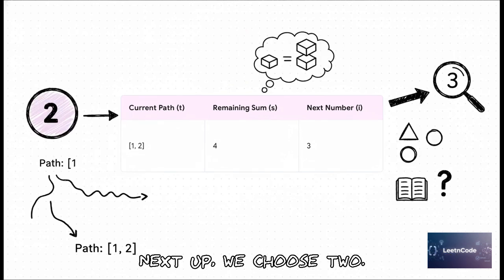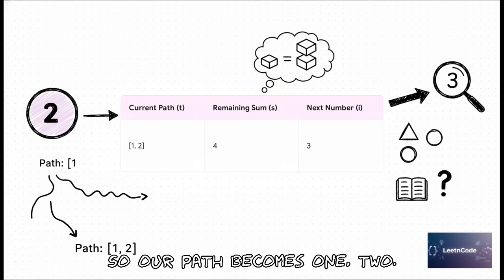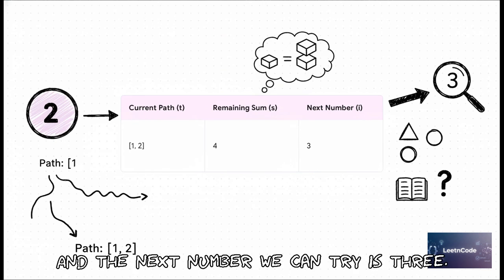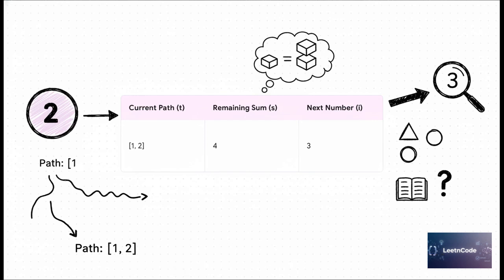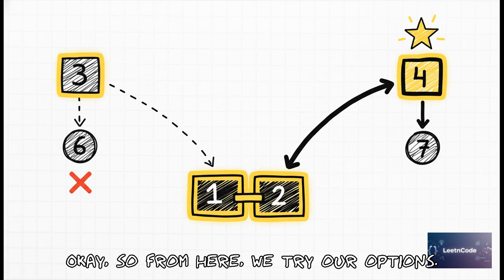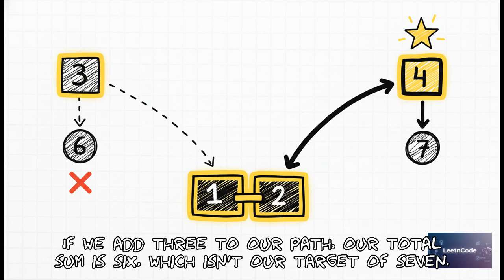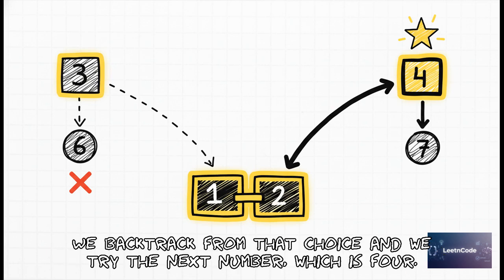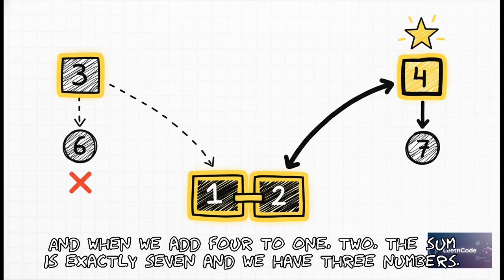Next up, we choose 2, so our path becomes 1, 2. The remaining sum we need is now down to 4. And the next number we can try is 3. So from here, we dive deeper and explore. Okay, so from here, we try our options. If we add 3 to our path, our total sum is 6, which isn't our target of 7. So that's a dead end. We backtrack from that choice, and we try the next number, which is 4. And when we add 4 to 1, 2, the sum is exactly 7, and we have 3 numbers.